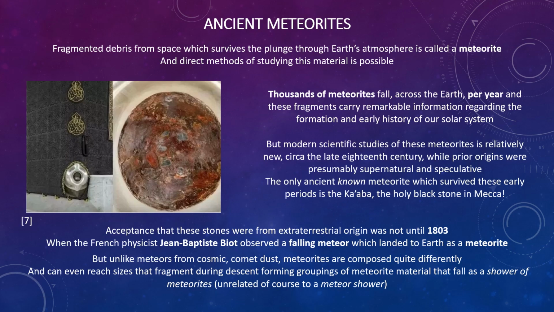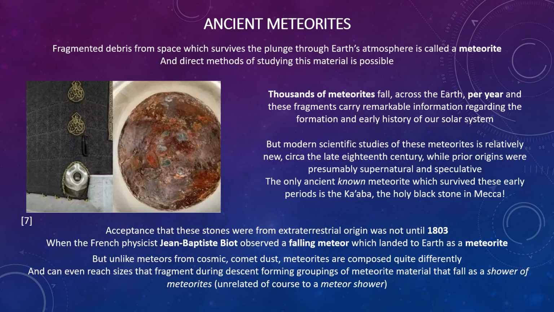But the idea of studying meteorites to learn about the history of our solar system is relatively new, but people have known about meteorites for a long time. There's a very ancient, and the only super ancient known meteorite that has survived for so long, the Kaaba, the holy black stone in Mecca. It wasn't until 1803, though, that it was really confirmed and widely accepted that these stones were indeed from space, when the French physicist Jean-Baptiste Biot observed a falling meteor which landed on Earth as a meteorite. So he actually was lucky enough to see this happen.